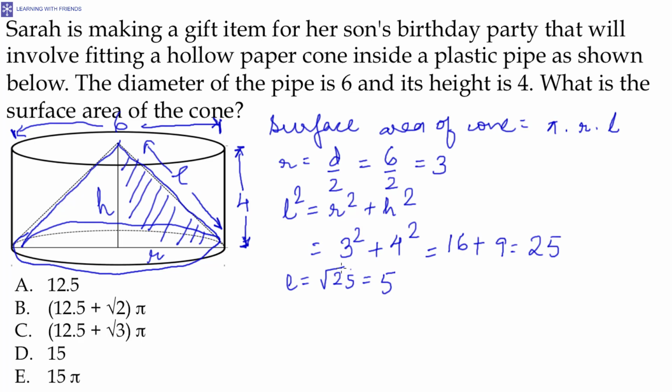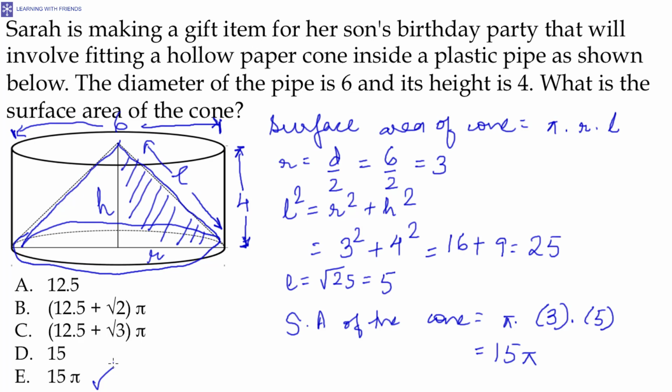Ideally you should not need to solve this because 3, 4, 5 is a common Pythagorean triplet. So the moment you know that 3 and 4 are the sides, your hypotenuse is 5. So that's it. We just have to calculate the surface area now. So the surface area of the cone would be pi, r is 3, and L we just calculated 5, so that becomes 15 pi square units, which is option E. So that's our right answer.